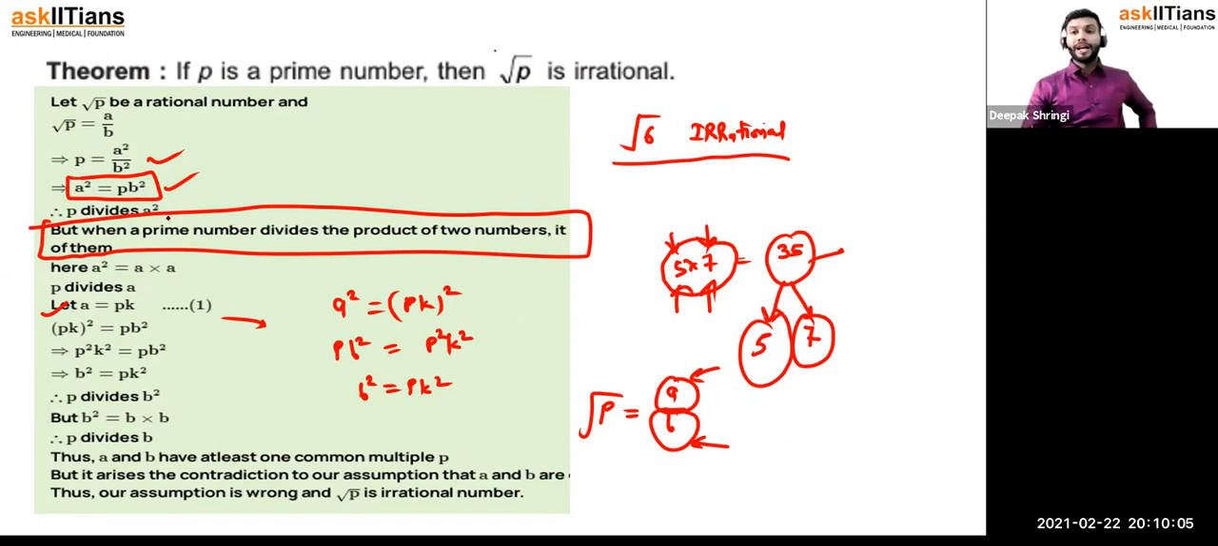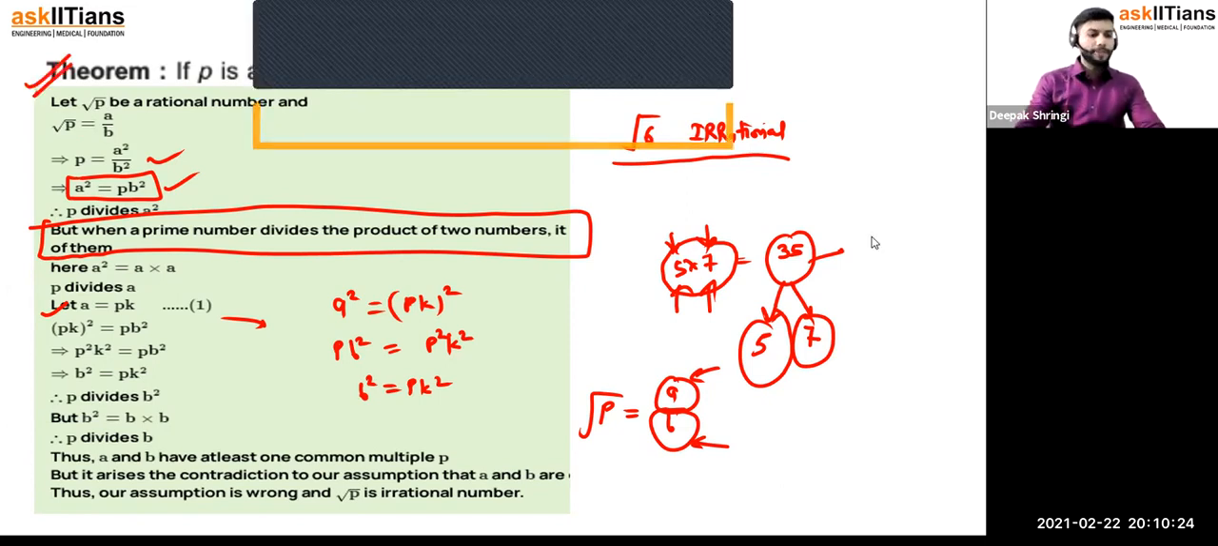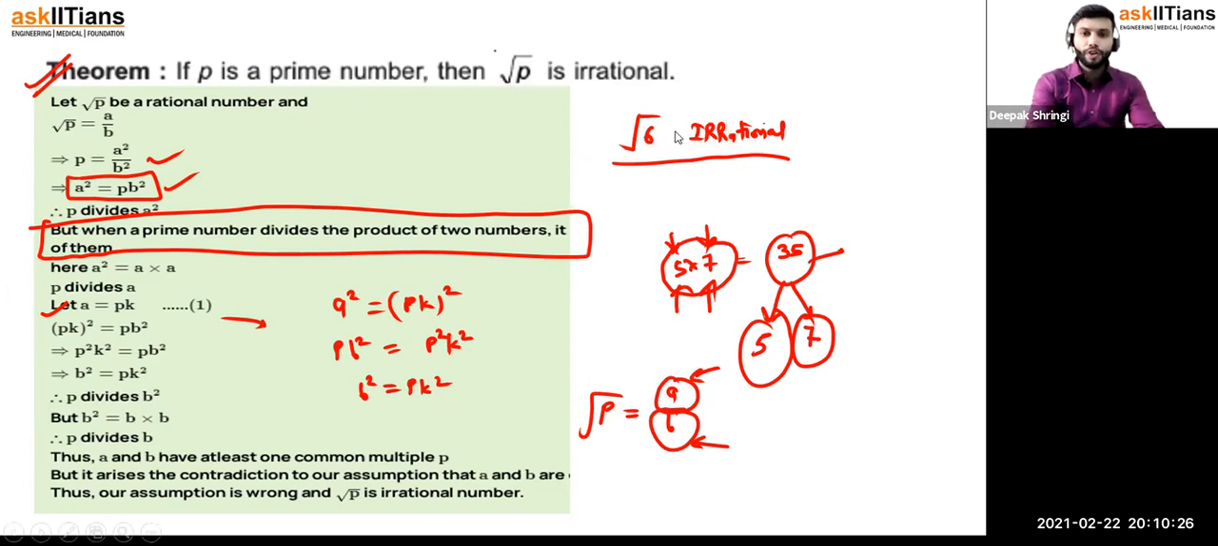So we have been assuming that root P is a rational number. That means that's not correct. So if it is not rational, it is what? Only two kinds of numbers exist: either it's rational, or it's not rational, it's irrational basically. So it is not rational. That means it is irrational. So what we have proved now is that if P is a prime number then the square root of P would be an irrational number, right?